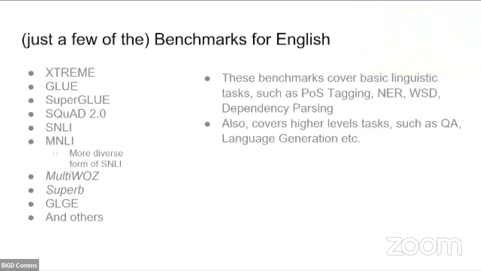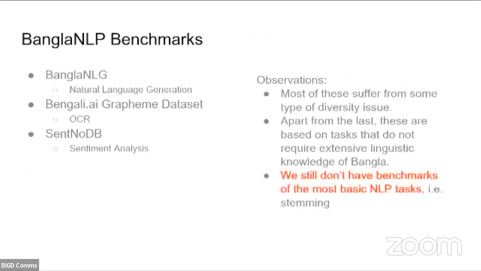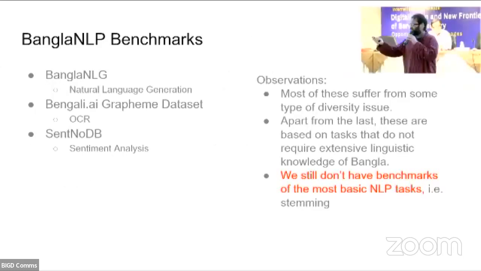Benchmarks. English has a lot of benchmarks. It allows us to track progress per task. Bangla has 3. 2 of them are about OCR and sentiment analysis. The sentiment analysis one is very small. BanglaNLG is about natural language generation tasks, which are a higher level task. We have next to nothing. We have some, but next to nothing about basic tasks. Part of speech tagging, the part of speech of a word, very hard to find a benchmark.